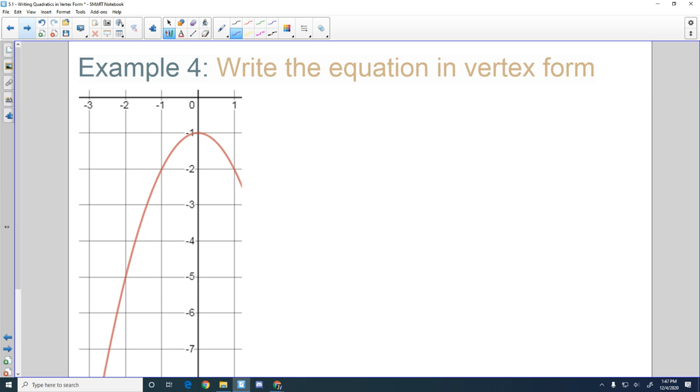Hey, write the equation of this parabola in vertex form, please. Uh-oh. No, we're good. You're good. Uh-oh. I got it. Wait, don't rush me. Oh, wait. I know what to do.